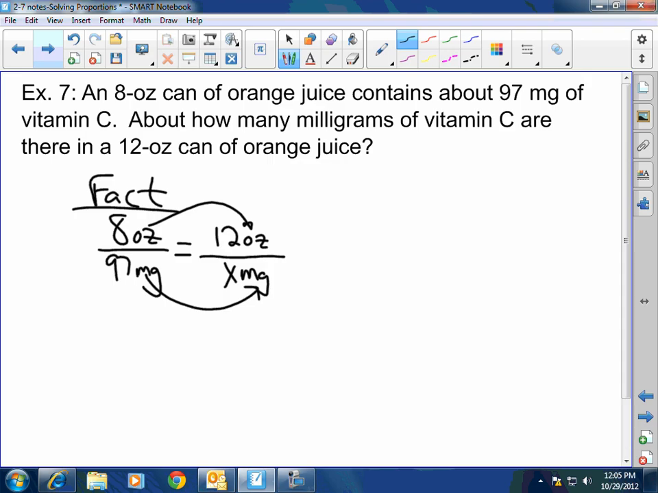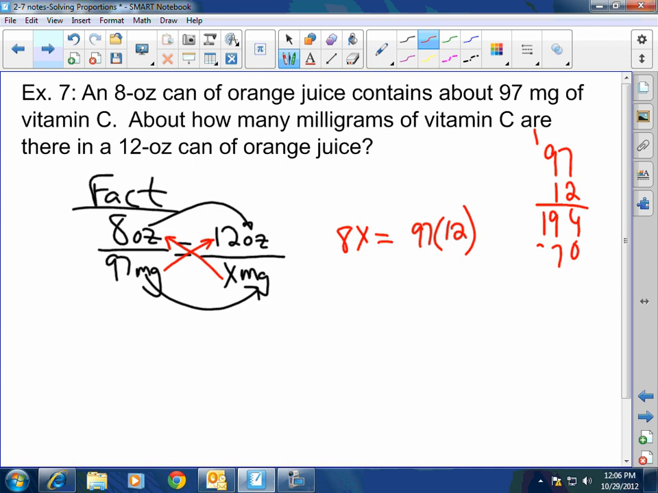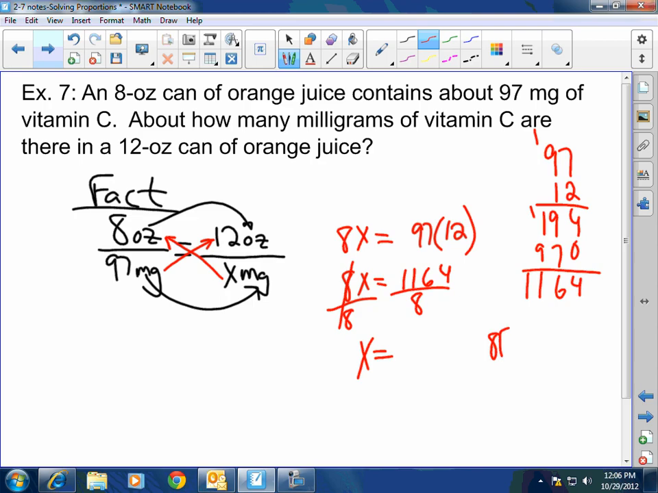Does that make sense, gentlemen? Okay. So I'm going to cross multiply. When I cross multiply, I get 8x equals 97 times 12. So 97 times 12. That's 1,164. So 8x equals 1,164. Divide by 8. X equals 1,164 divided by 8.